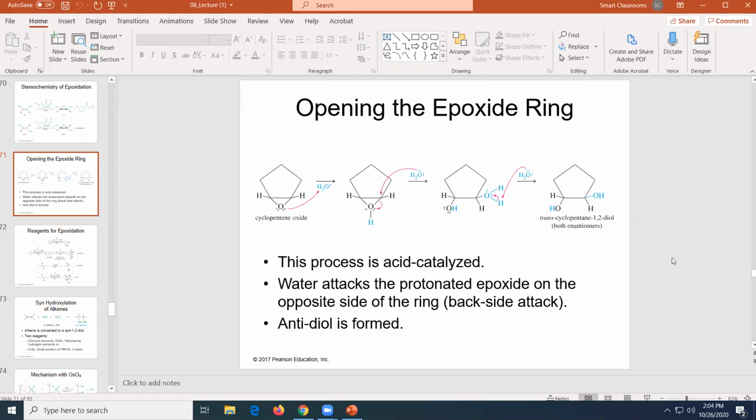Epoxide rings are easily opened because they're under strain. This process can be acid or base catalyzed. We'll talk about acid catalyzed in this chapter. First, you have a protonation that occurs on the oxygen. Water attacks, and then water removes one of these extra protons. And we get an anti or trans diol. Okay, and the reason is water has to attack from the backside there in the second step.